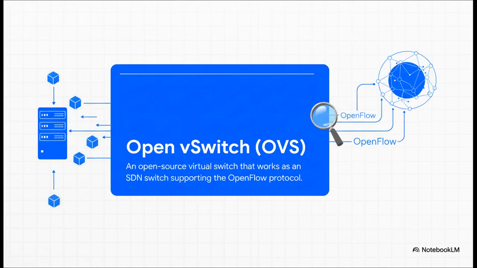Next, we've got Open vSwitch, or OVS. This is our virtual network hardware. Now, OVS is an incredibly powerful tool on its own, but the key here is how it's being used. It's acting as an SDN switch. That means it's not making any decisions by itself. Instead, it speaks a protocol called OpenFlow, and it just sits there waiting for a central controller to tell it exactly what to do with every packet.